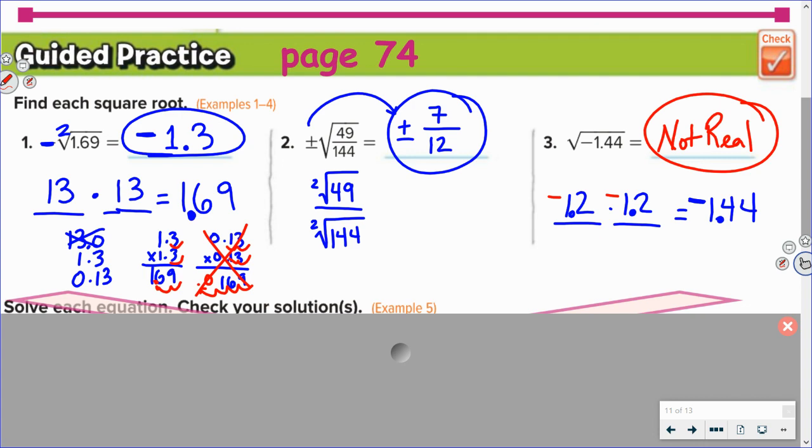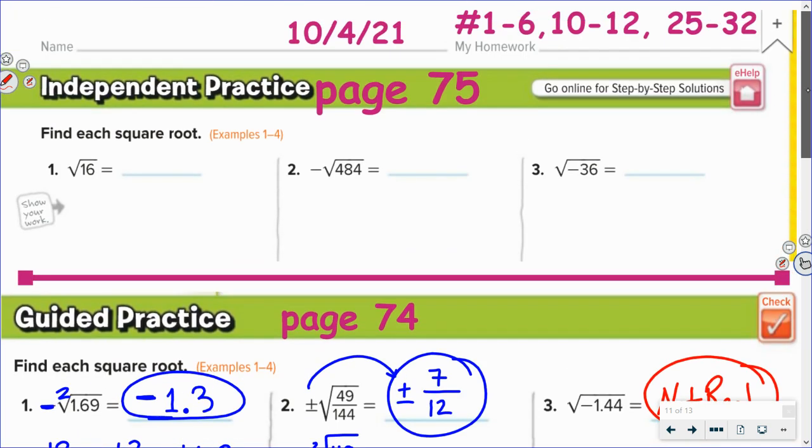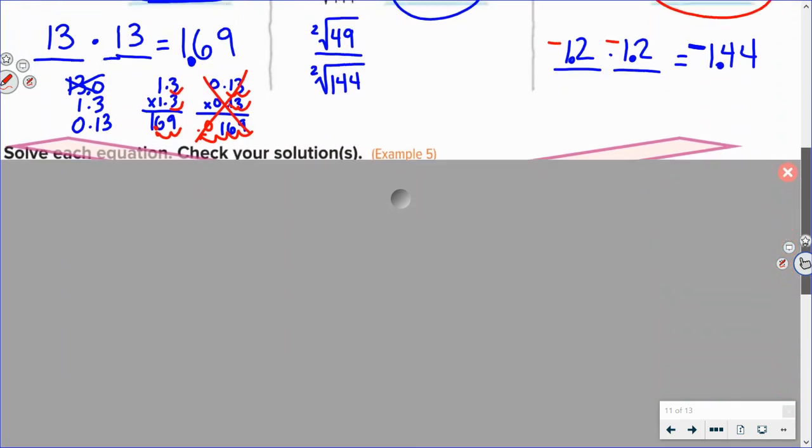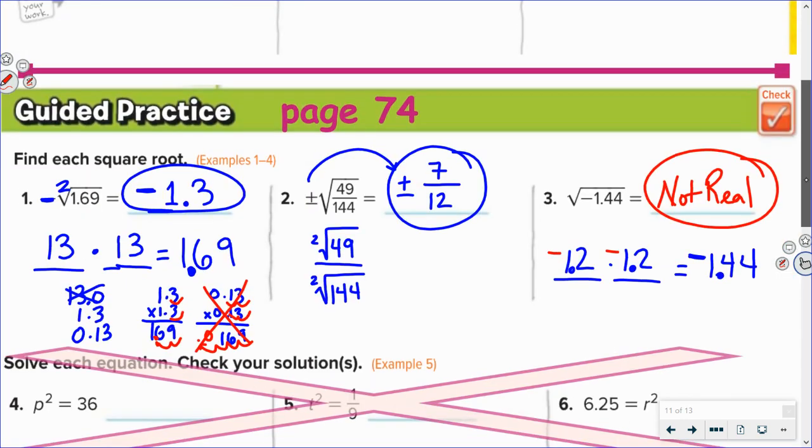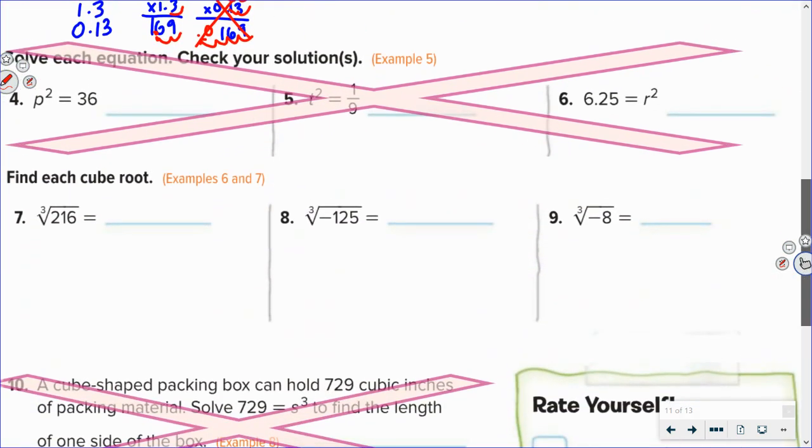Now at this point, you may pause and go to your homework, or you can stick with me and I'll continue on with the rest of the guided practice. Please note, we are not going to do problems 6, 5, or 4 on the guided practice. Let's skip on down to number 7.